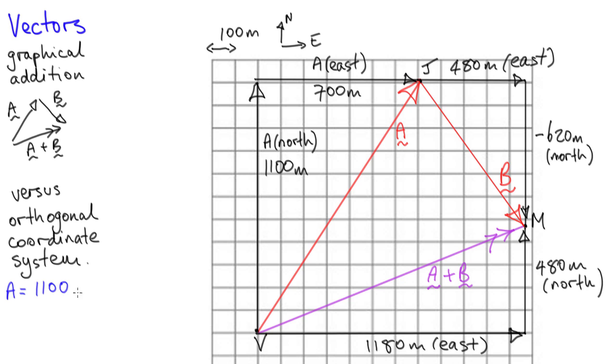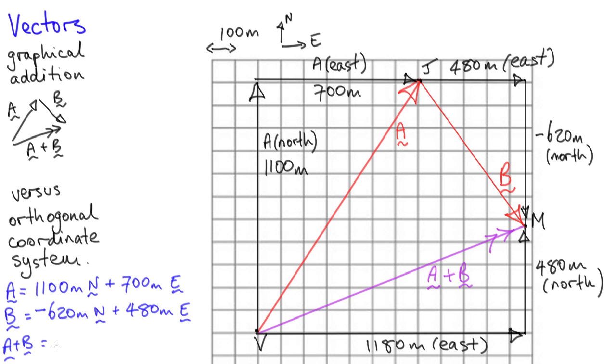The really great thing about turning all our vectors into sums of two parts that run along the same grid lines is that we just have to add the north-south numbers and then the east-west numbers. There's no tricky drawing or measuring lines and angles. And so just to check here, you can see that the north part of A plus the north part of B really does equal the north part of A plus B. 1100 minus 620 is 480. And the same works for the east components of the vectors.